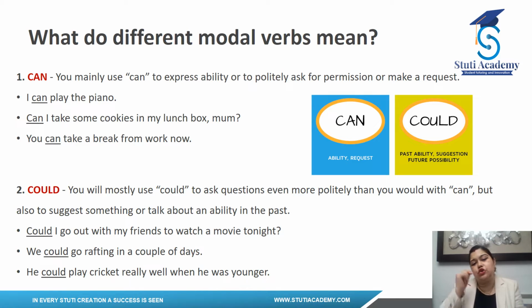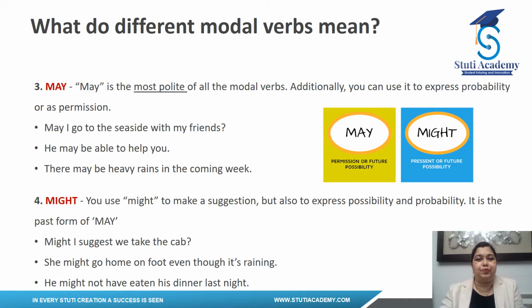Now look at this could here. He could play cricket really well when he was younger. Now what is this could doing? This could is talking about the ability of the past, something that was in the past. So he could play. Once upon a time, he was able to play. He could play. Yeah. So this could is talking about the past ability.